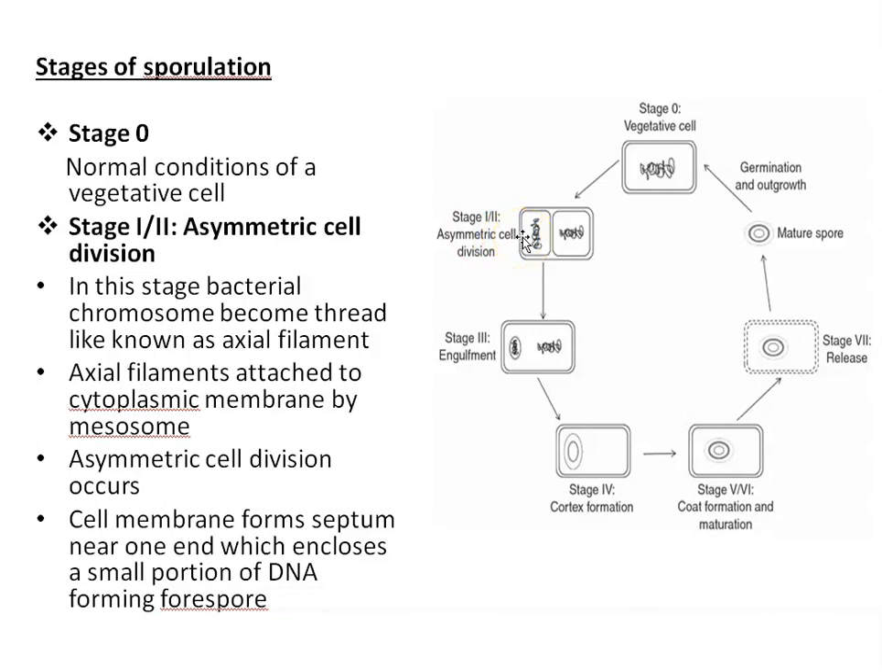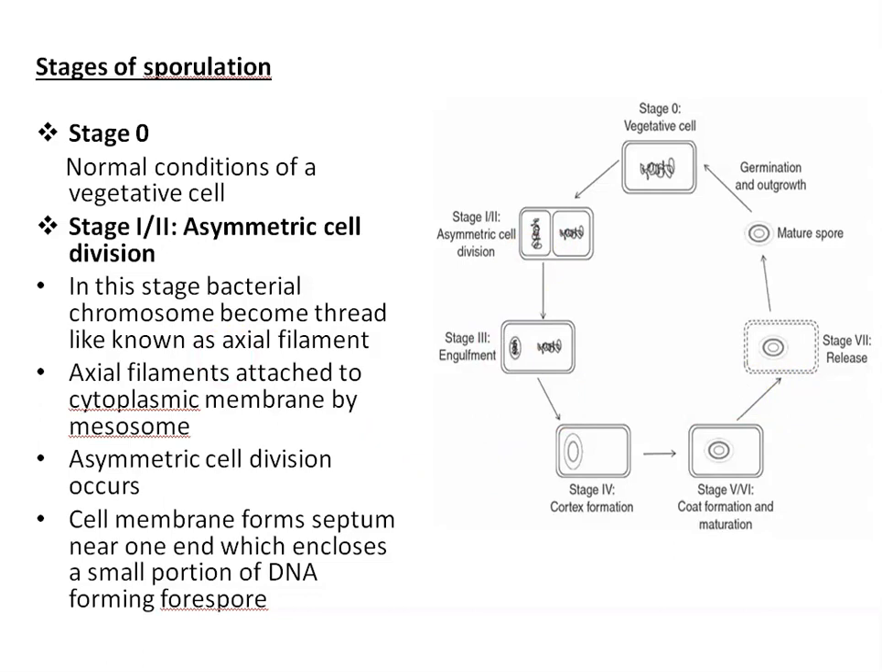First, in this stage, the bacterial chromosome becomes thread-like. You can see here, thread-like, known as axial filament, right? The axial filament is attached to the cytoplasmic membrane by mesosomes. Then asymmetric cell division occurs. The cell membrane forms a septum, as you can see here, stage 1 and 2. The septum is formed near one end, which encloses a small portion of DNA, forming the forespore, right?